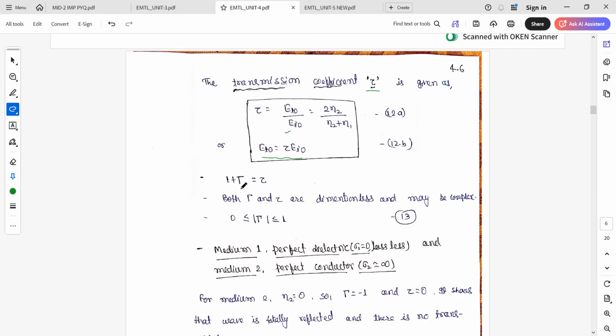And before that, we have another concept, that is the reflection coefficient, which is the capital gamma. So we have the relation 1 plus gamma equals tau, that is, 1 plus the reflection coefficient equals the transmission coefficient. But here they're asking only about the transmission coefficient. So you have to write this definition in words as well as write the expression, and you'll get the complete marks.